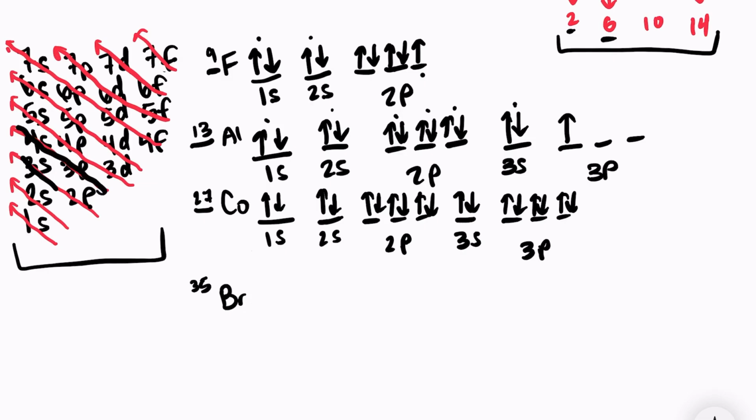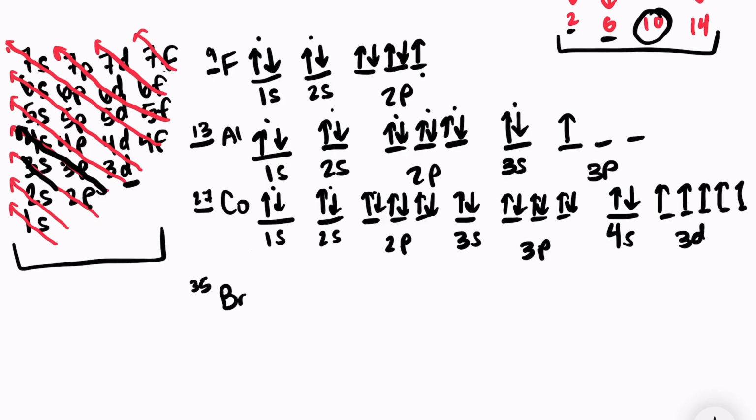After 3p, we move up to 4s, which can also hold 2 electrons. After 4s, we go to 3d. 3d can hold 10 electrons, so there's going to be 5 orbitals here. So 3d, 1, 2, 3, 4, 5. Let's count again. 2 plus 2 is 4, 6, 8, 10, 12, 14, 16, 18, 20, 21, 22, 23, 24, 25, 26, 27.